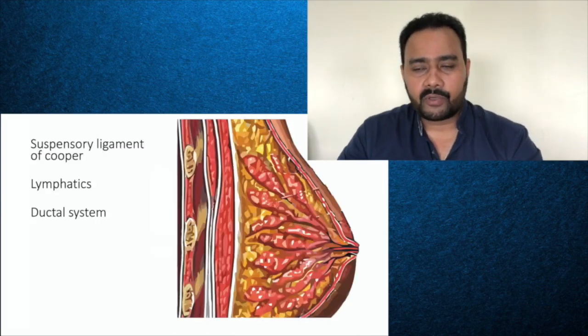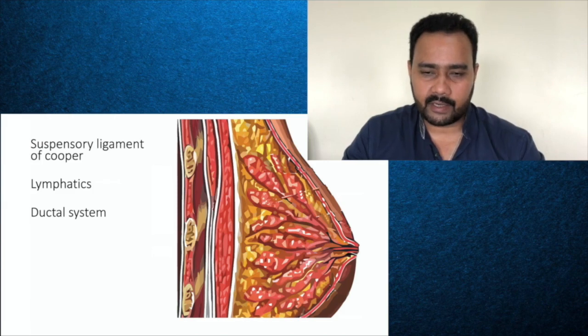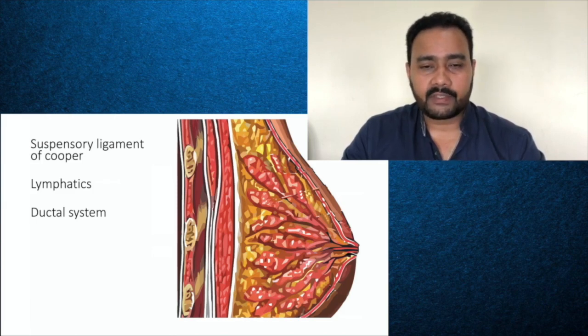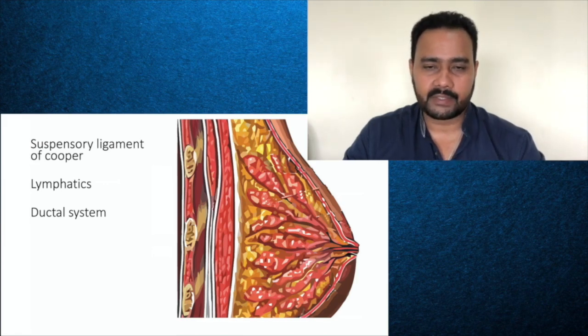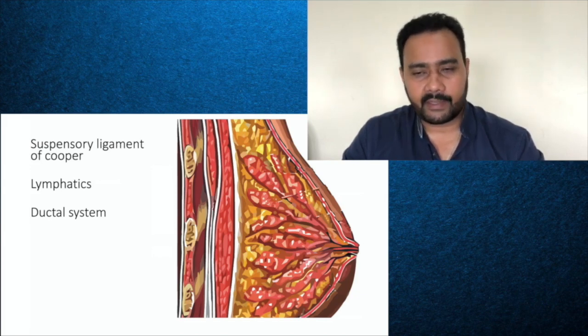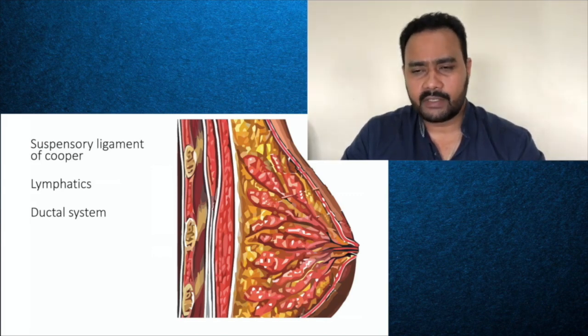Then we have to know about certain structures in the breast. You have studied them in anatomy. An important one is the suspensory ligament of Cooper. That is the ligament that maintains the breast contour, right? It is one of the important ligaments to maintain the contour. Then there are lymphatics in the breast, which everybody knows drain to the axillary lymph nodes, as well as the ductal system. So why is this important?